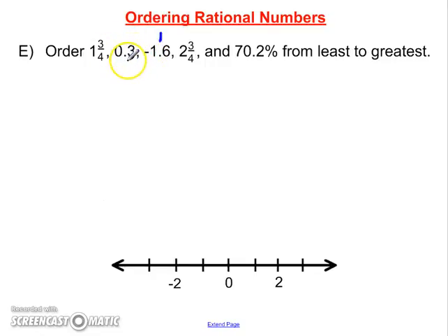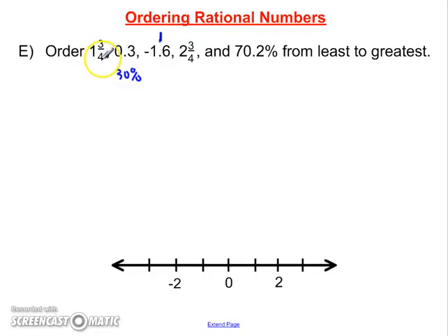0.3, if I do the shortcut and move the decimal 2 places to the right, is 30%. So I know that one pretty quickly. This one is already at 70.2%, 70 2/10. So of the two of them, I know this one is going to be the larger. So I've already got some of the order set. I know 2 3/4 will be bigger than 1 3/4.